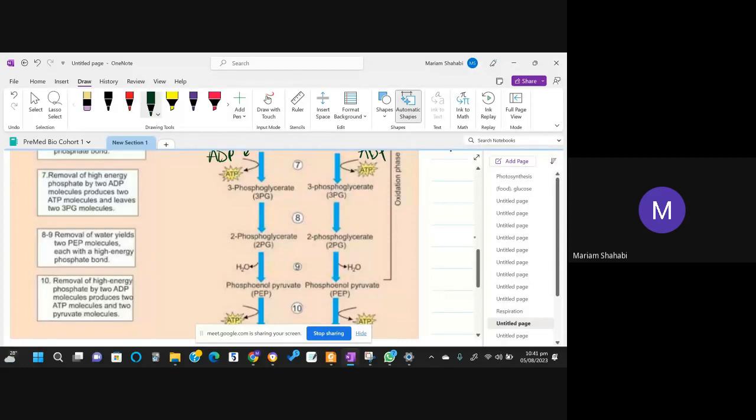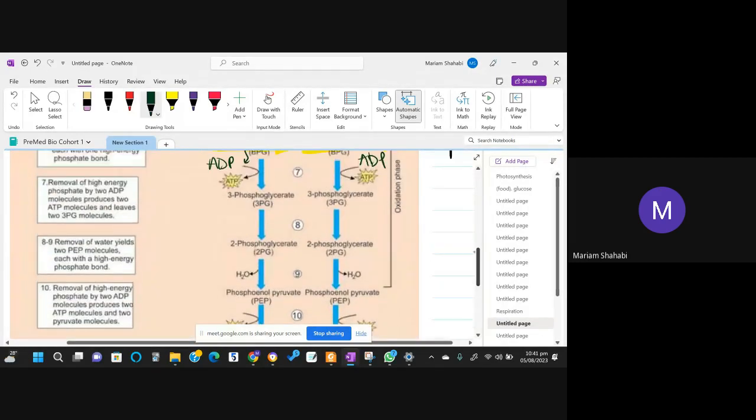Removal of water yields phosphoenolpyruvate. Here what is happening is, I think they missed this step. Isomerization is happening again, because in this 3-form, the phosphate from the third position will come off and attach at the second. So the position of phosphate shifts.